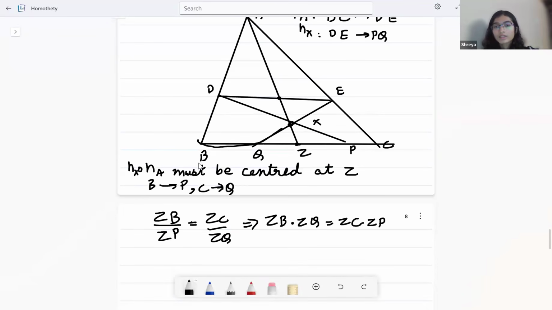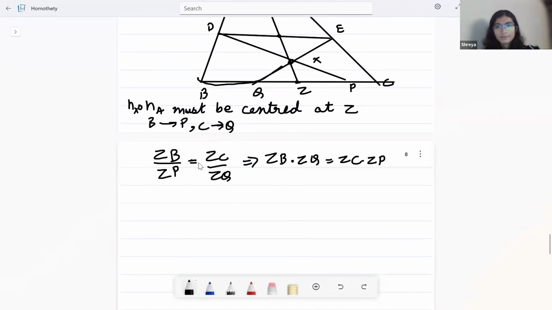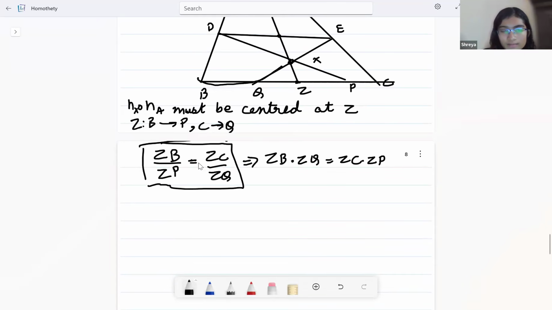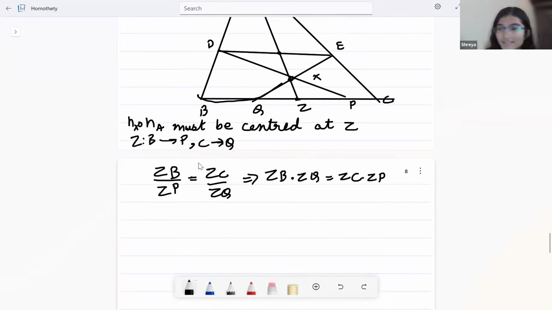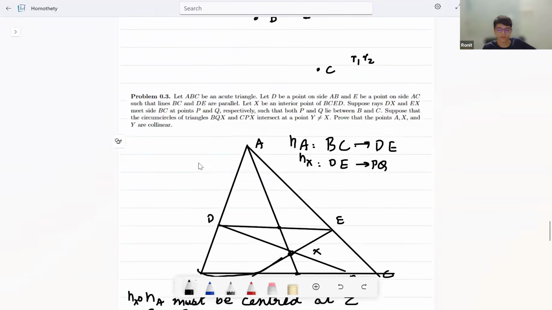Right? So Z is the center of the homothety. And then Z is the center of the homothety like this. So now we look at the ratios and cross multiply to finish. Does this make sense? The whole proof? Yeah. Okay, cool.